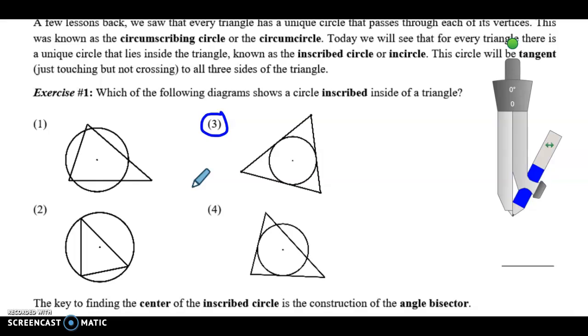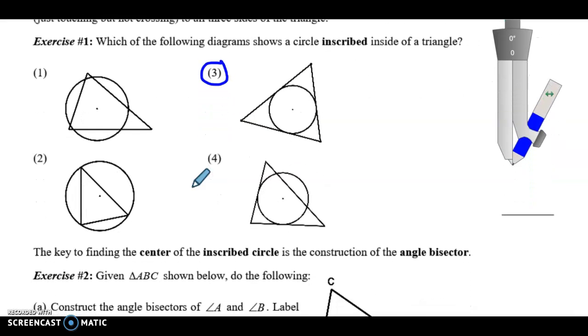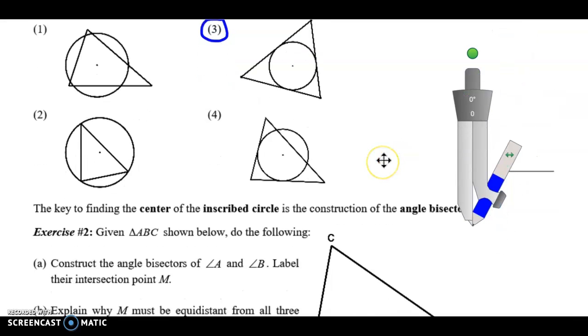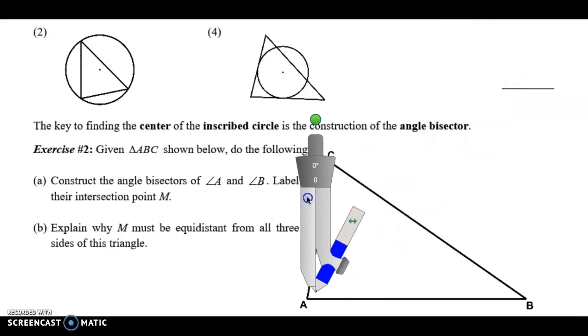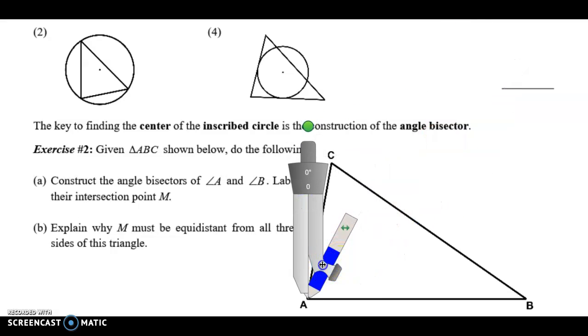All right, so now we're going to do that construction. The key to finding the center of the inscribed circle is the construction of the angle bisector. Now the angle bisector was actually a pretty fun one to do. So we're going to do that for triangle ABC down below here. We're going to construct the angle bisectors of angle A and angle B.